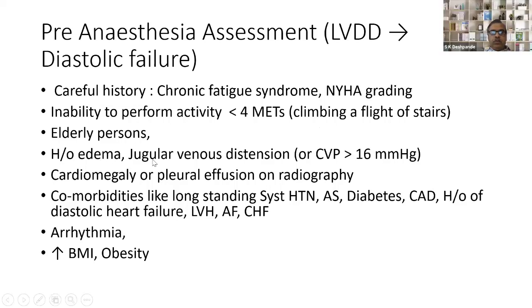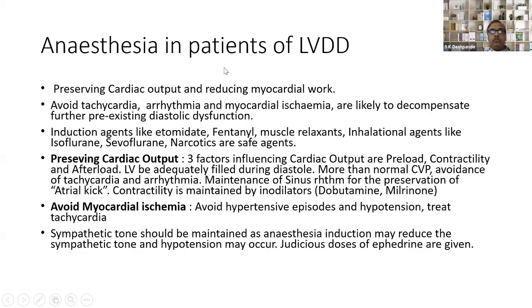If there is edema, raised JVP, and signs of congestive heart failure recently, with comorbidities like long-standing hypertension, diabetes, aortic stenosis, coronary disease, previous MI, arrhythmias, then atrial fibrillation, female patient, and increased BMI and obesity, these are all risk factors for developing diastolic dysfunction, with the patient going into diastolic failure or congestive heart failure. So what anesthesia do we do?